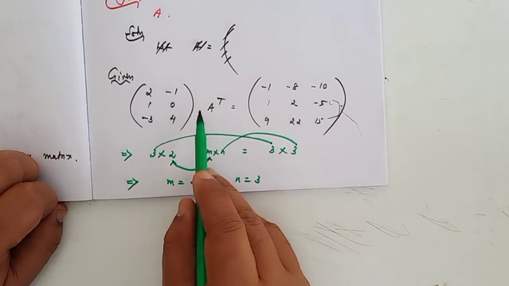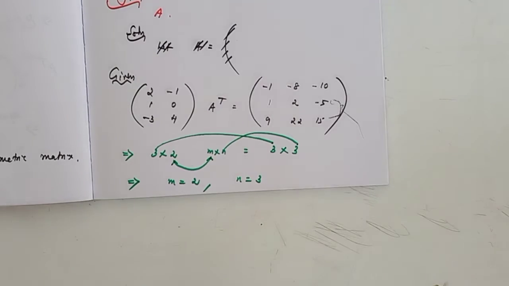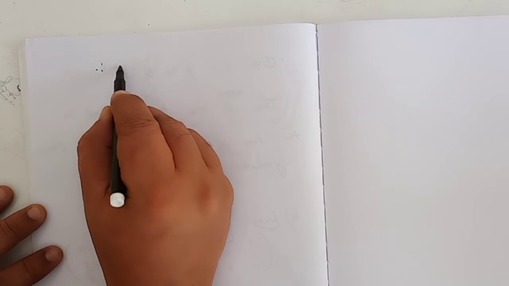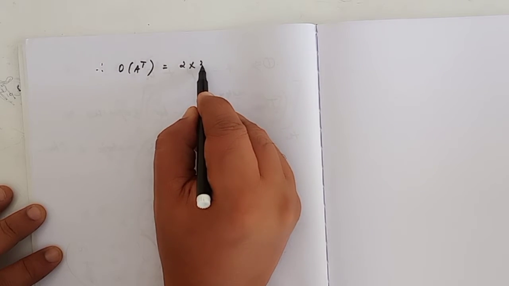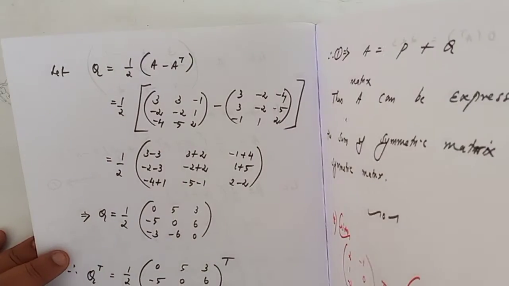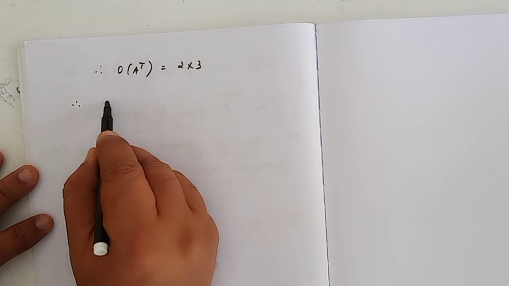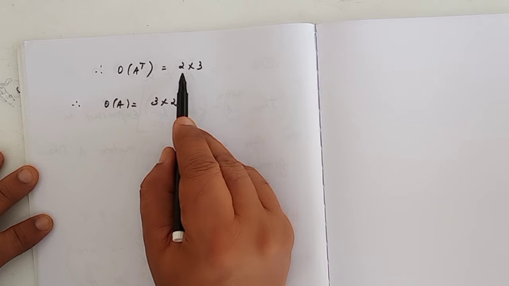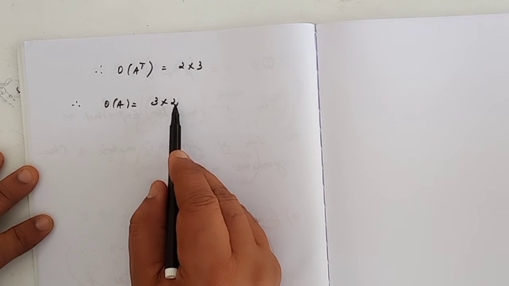Therefore the order of A transpose is 2 rows 3 columns, because we considered the A transpose order as m cross n. The next step we can write: the order of A transpose is 2 rows 3 columns. Therefore the order of A is 3 rows 2 columns. Since it is a 2 by 3 matrix, the order of A will be the reverse, 3 rows 2 columns, remember.